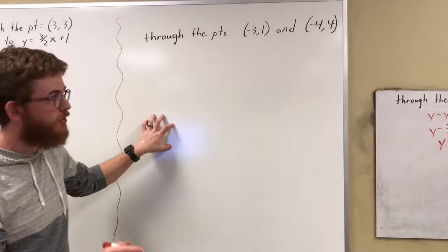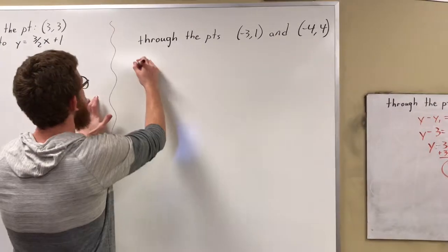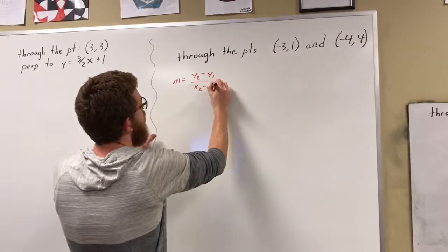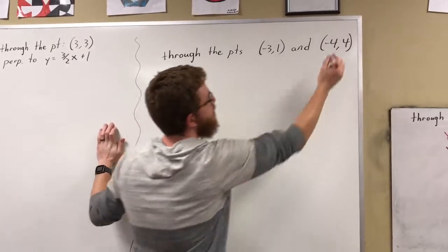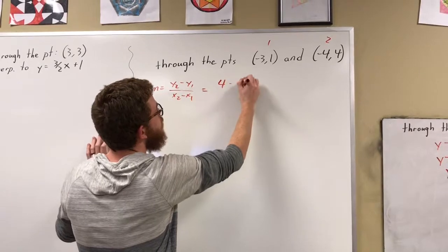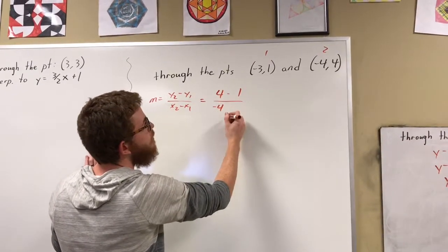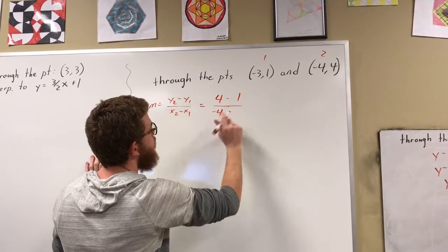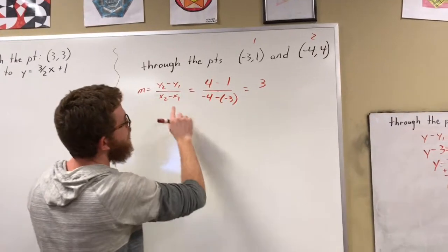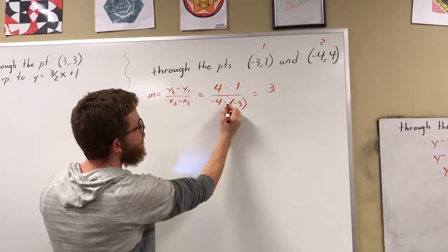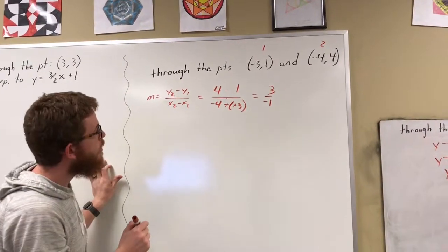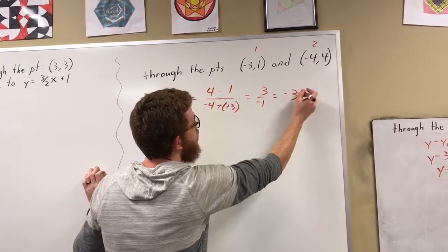But first we can find the slope. To find the slope given 2 points, we're going to use our slope formula. And we're going to plug in 1 point. I'm going to call this second one point 2, this first one point 1. We know it's y2 minus y1 over x2 minus x1. 4 minus 1 gives us 3 on the bottom. 4 minus a negative 3, well, that's the same thing as negative 4 plus 3, which gives us negative 1. So our slope is negative 1/3.